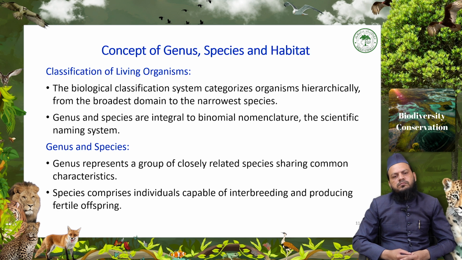A genus signifies a collection of closely related species that share common characteristics, forming a distinctive group within the broader classification. On the other hand, a species comprises individuals capable of interbreeding and producing fertile offspring, representing the fundamental unit of biological diversity. This classification not only aids scientists in systematically cataloging the natural world, but also serves as a cornerstone for communication and understanding in the vast realm of life sciences.